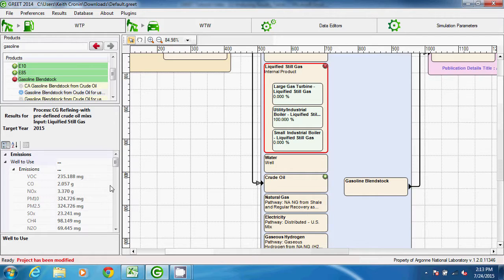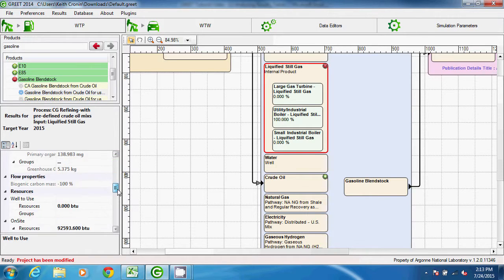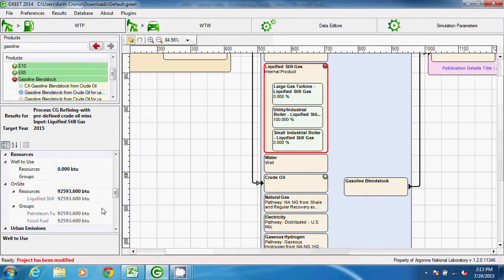A quick note about the functional unit here. Notice that the functional unit feature is missing since I clicked on the liquefied still gas input. This is because the displayed results are only for the input amount for still gas, not for some output. So the emissions results we see are in terms of grams per the 92,000 BTUs consumed by liquefied still gas.